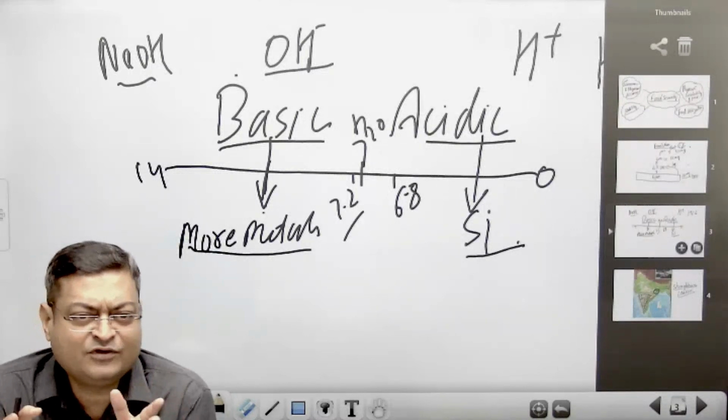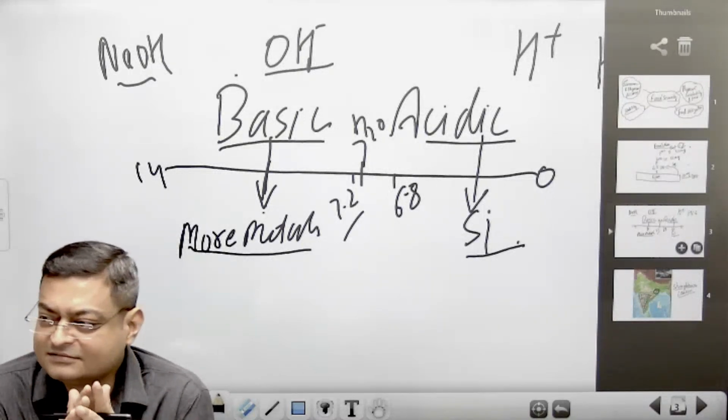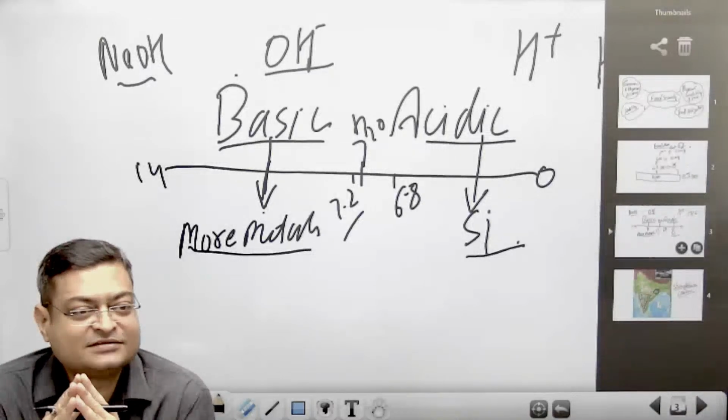There is anyone from UP? कोई है? उत्तर प्रदेश? कहाँ से हो आप?